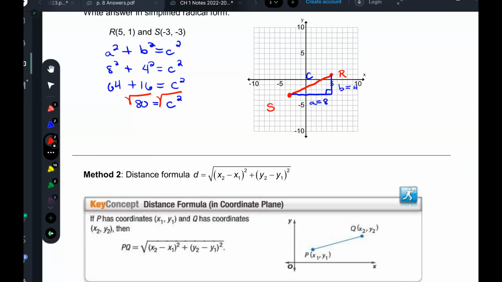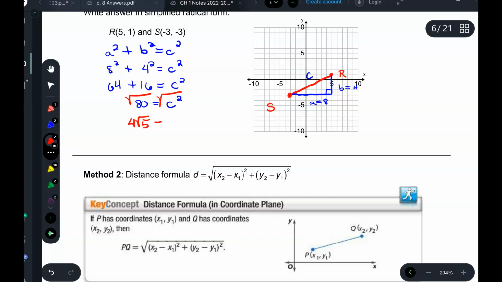I will tell you, I want you to be able to do both. Exact, meaning I want you to simplify this radical. So you probably either learned a factor tree, or you can look at the largest perfect square that goes into 80. It's 16, 16 times 5. So this is going to be 4 root 5. Or if you have your calculator handy, you can plug that in and get an approximation. I want you to be able to do both.